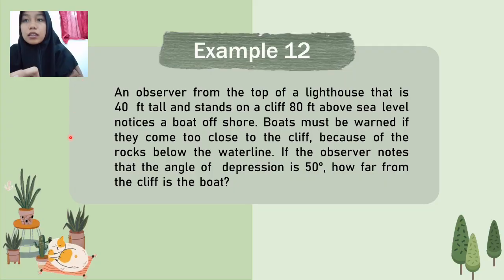This is example 12. The patient is an observer at the top of a lighthouse that is 40 feet tall and stands on a cliff 80 feet above sea level. The observer notices a boat offshore. Boats must be warned when they come too close to the cliff because of the rocks below the waterline. If the observer notes that the angle of depression is 50 degrees, how far from the cliff is the boat?